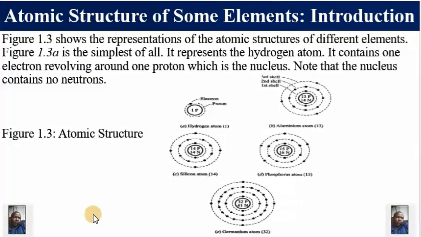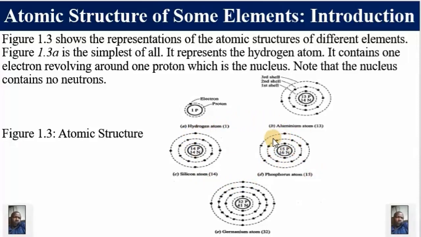Atomic structure of some elements. We've got hydrogen atom, aluminium atom, silicon atom, phosphorus atom, as well as germanium atom. I will dwell much on semiconductors. The silicon atom has got 2 electrons in the innermost shell, 8 electrons in the next shell and 4 electrons in the valence shell. The same applies to germanium. It has got 2 electrons in the first shell, in the next shell 8, and then in the last shell it has got 4 electrons. So as you can see, group 4 elements have got 4 electrons in their outermost shell. Phosphorus, we will dwell much on the valence shell, which is the important shell.